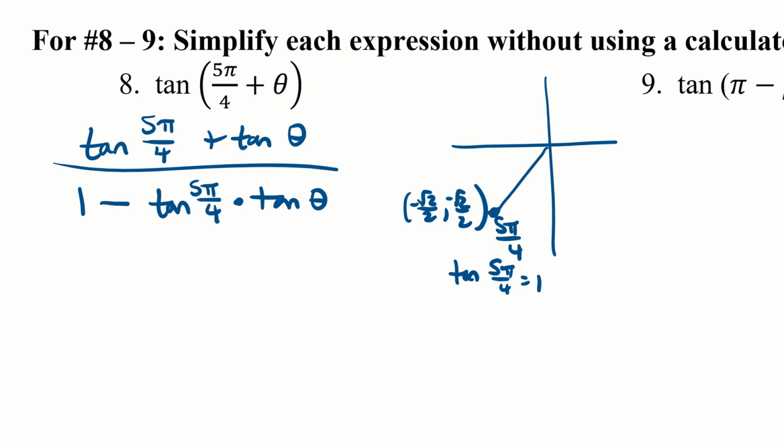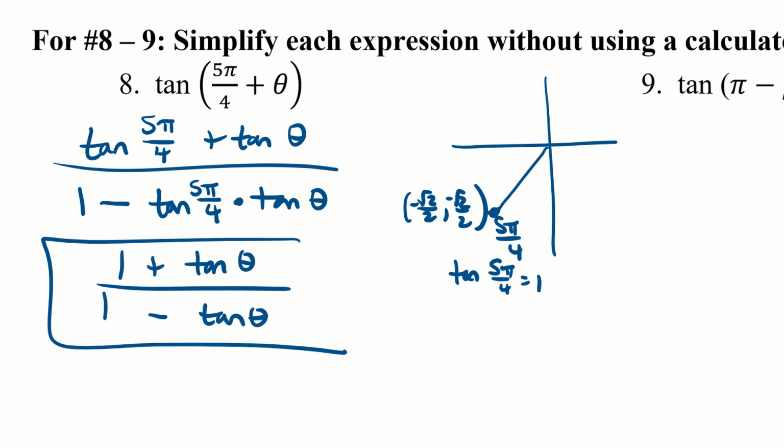So I'm going to rewrite this now and replace this. This would be 1 plus the tangent of theta. And on the bottom, this would be 1 minus 1 times the tangent of theta, which I don't need to write that multiplier. There is no simplification here. Resist the temptation to try to reduce this. We cannot reduce over addition and subtraction. So we would need to leave it like that.